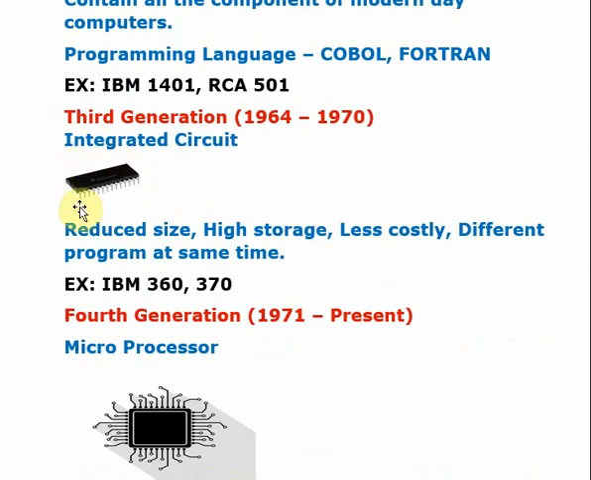Again, these pictures you should be able to match with this. Whenever you see third generation, you should be able to match with this kind of IC, integrated circuits. Reduced size, high storage, less costly, can run different programs at the same time, right. IBM 360, 370. Then fourth generation, 1971 to present.